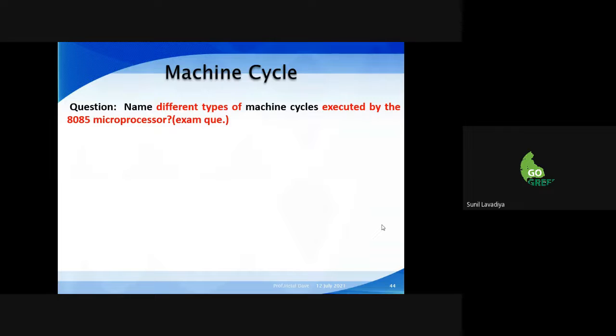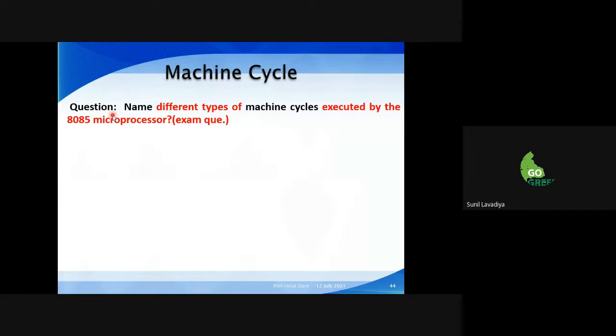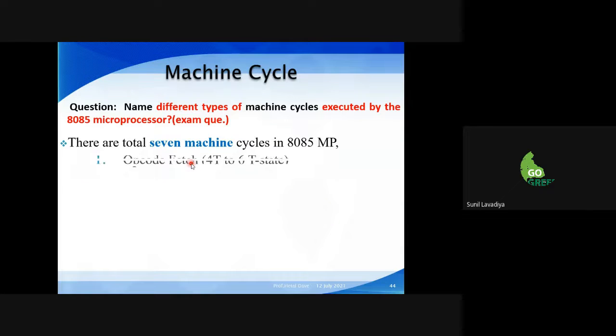So what is a machine cycle, that is what we had discussed. Now let's discuss one question. The question is: name the different types of machine cycles executed by the 8085 microprocessor. There are a total of 7 machine cycles in the 8085 microprocessor.